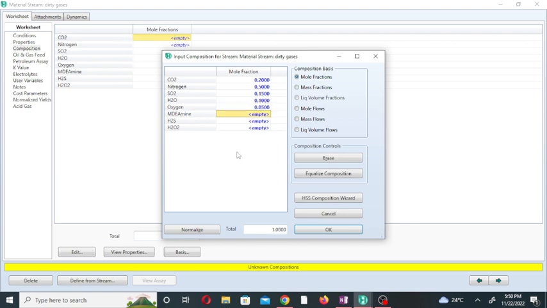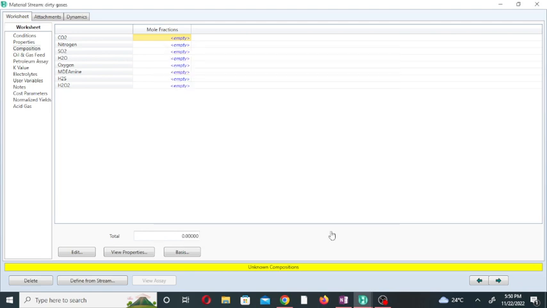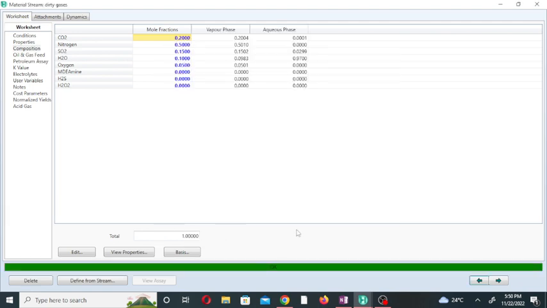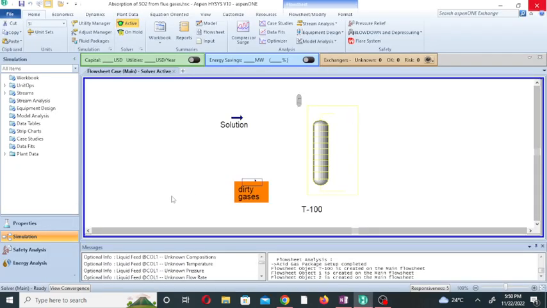We will ignore these. So these are 0 just to create an acidic environment. So click on OK. The sum of mole fractions is equal to 1. So click on OK. The flue gases stream is also fully specified. This is the dirty gas or flue gases, and this is the absorption column.